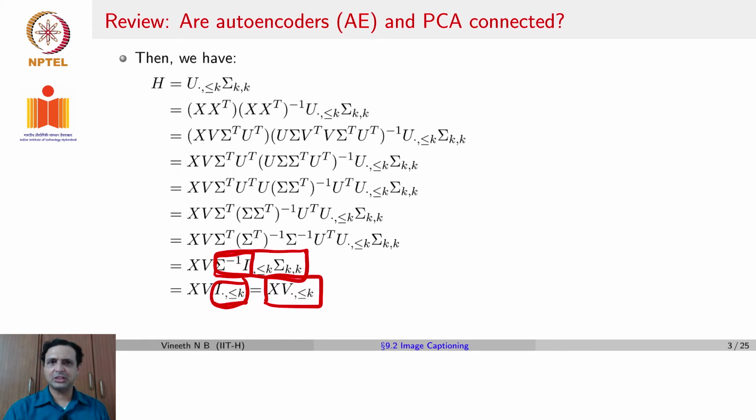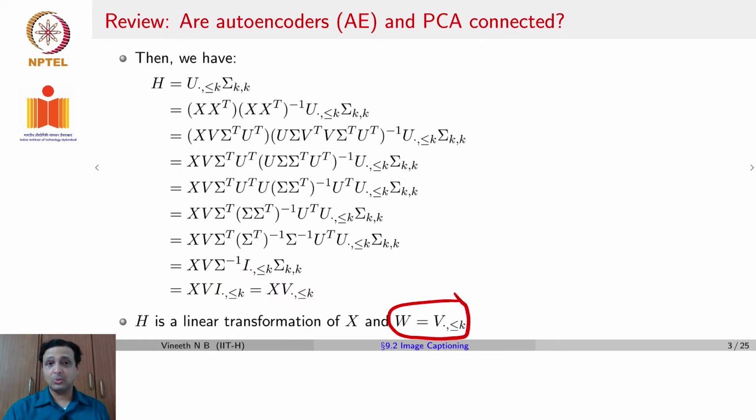Why is this derivation important? This now tells us that H is a linear transformation of X and W, which is in this case V constrained to the first k columns.